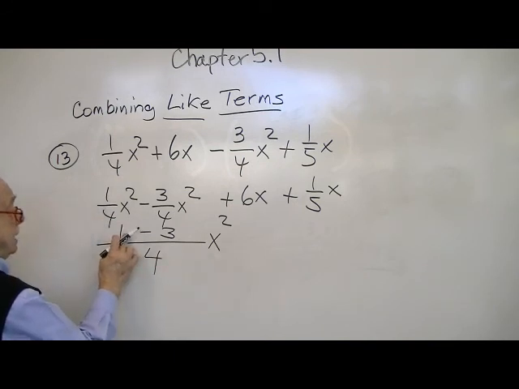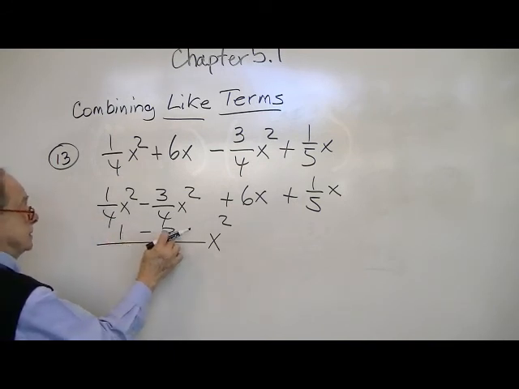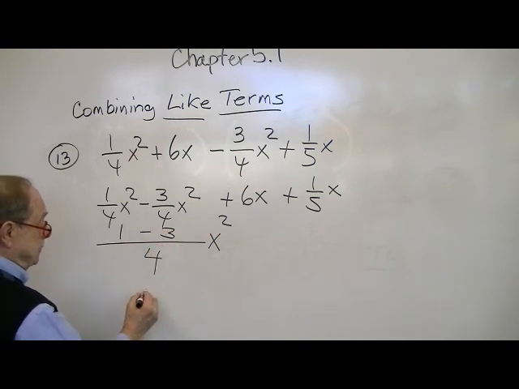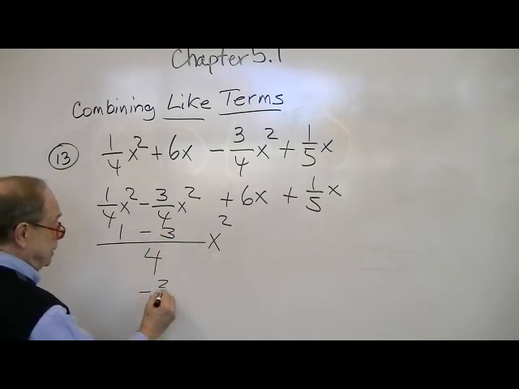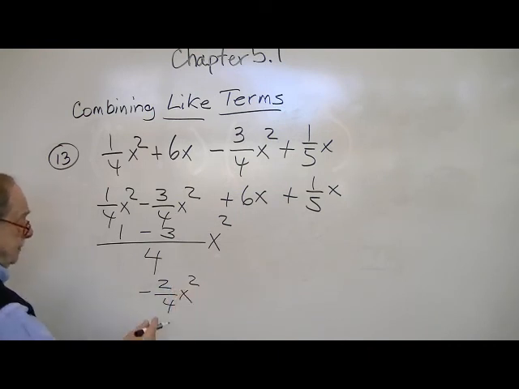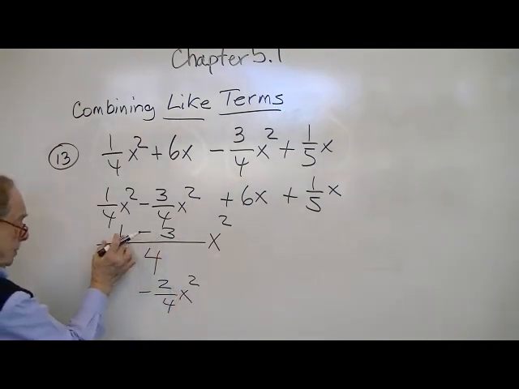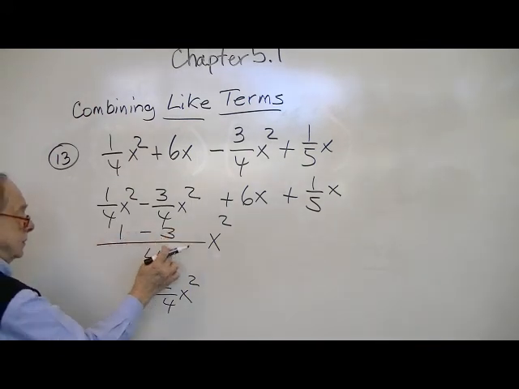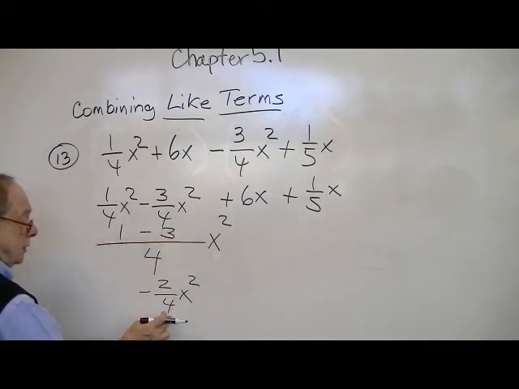So I have a 1 minus 3 is going to give me a negative 2/4 x squared. So a positive 1, negative 3, negative 2/4. And later we'll simplify that to 1/2, but leaving it like that for now.